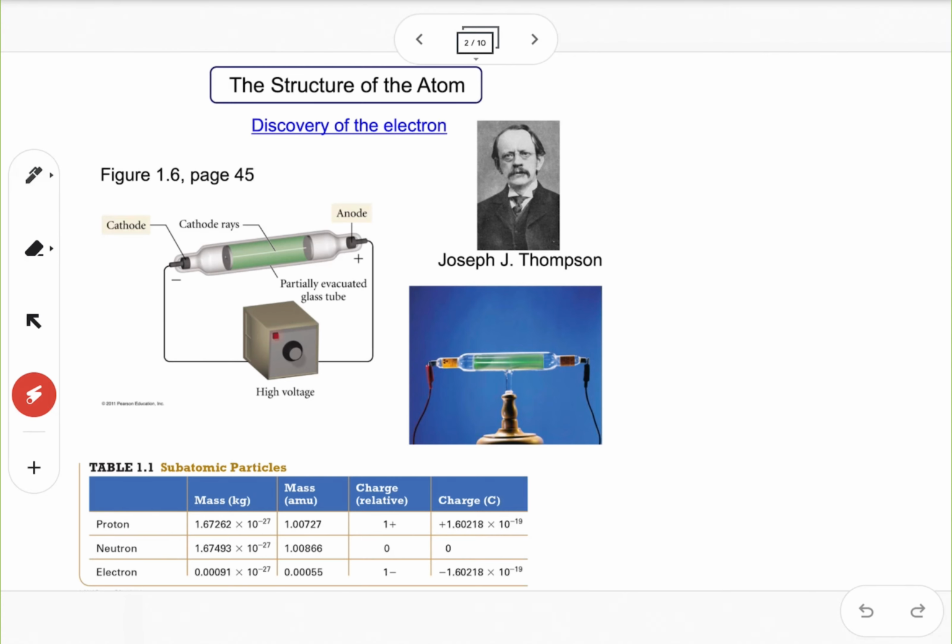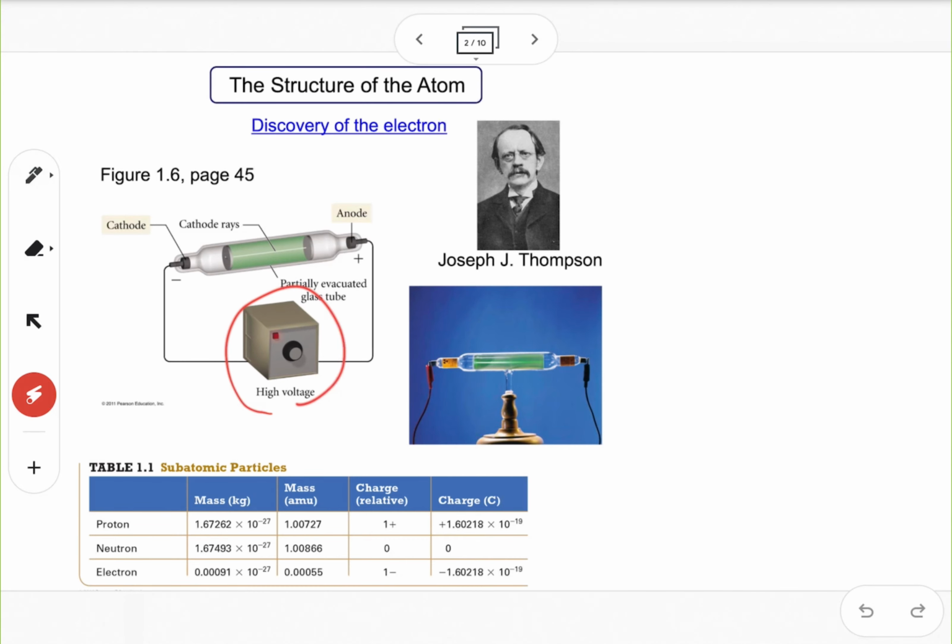This is a very famous experiment done by Joseph Thomson around 1897. This is his experiment. Well, this is a high voltage battery, and this is a tube, and it's under vacuum, meaning you have to remove air particles or air molecules from this tube. On this side, you have the cathode, which is negatively charged. On this side is the positively charged anode.